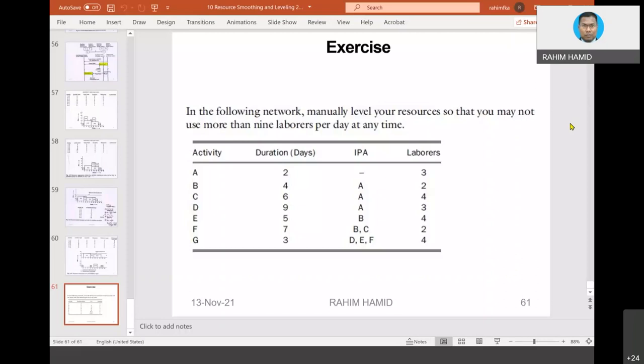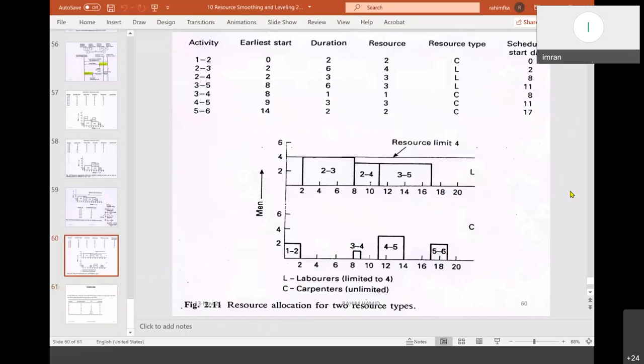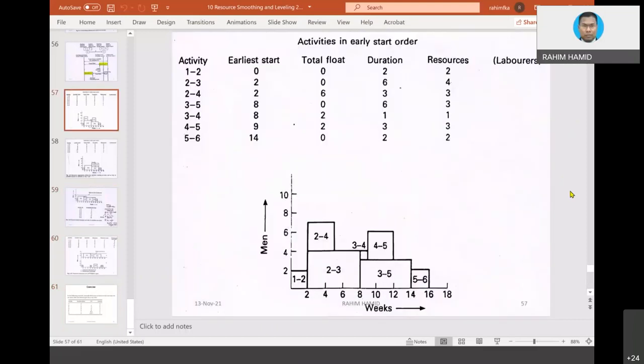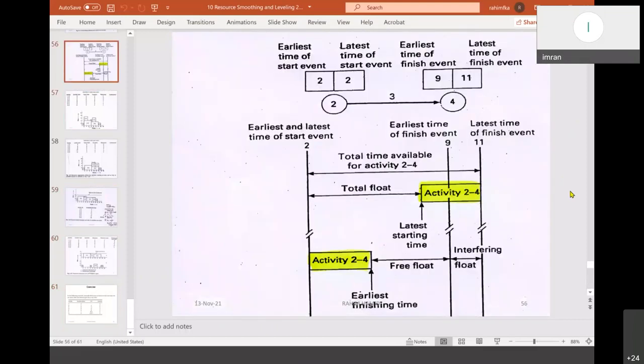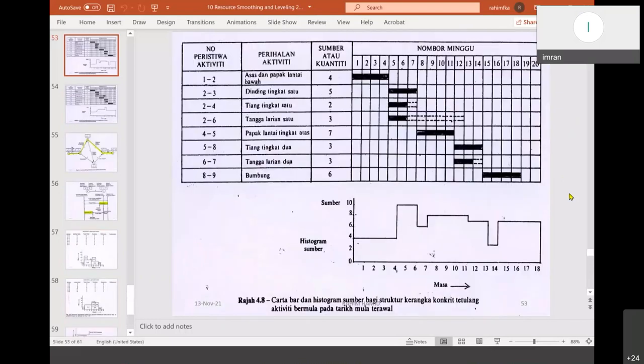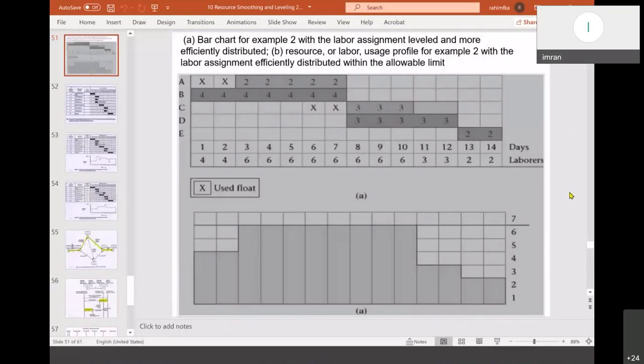Okay, tapi sebab I'm confused about it. Untuk example 2 ni, activity A dengan C, free float untuk C is 4 days. Total float for C is 4 days. Total float untuk A is 2 days. Yeah. So it's shared kan? So total float, is it 6 days ke 4 days?